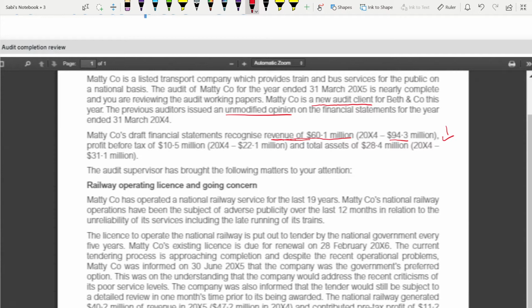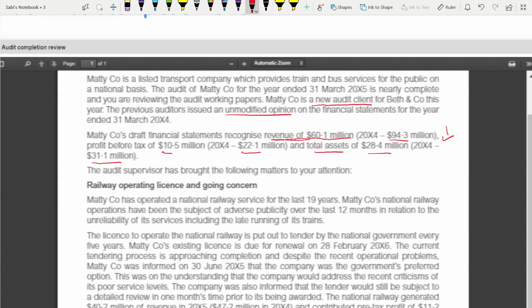Next, profit before tax was 10.5, but it was 22.1. It fell very drastically. And what about the total asset? You are given these three things because of materiality; you will be looking at the revenue, profit before tax, and asset. So asset was 28.4, but in 2004 it was 31.1 million. Did you see everything is falling down? Your revenue fell down, profit before tax fell down, total assets fell down. This shows that something is not going right with the company. So that's why the audit supervisor has brought the following matters to your attention.